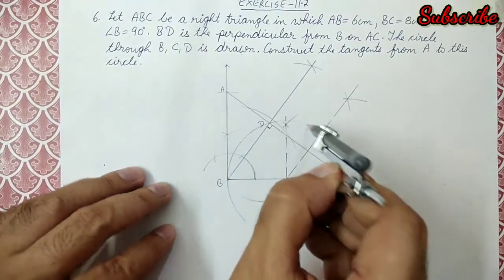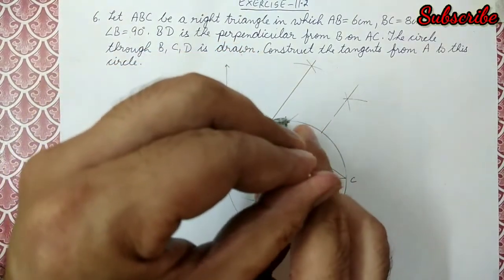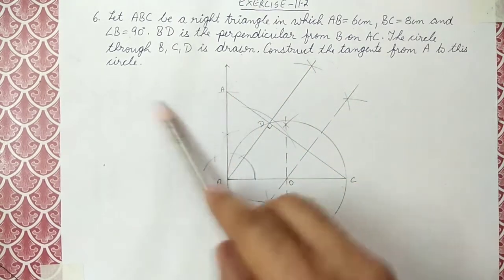So this is the circle passing through all 3 points. Right, so we got the circle which is passing through B, C and D. Now the last step, they say construct the tangents from A to this circle.